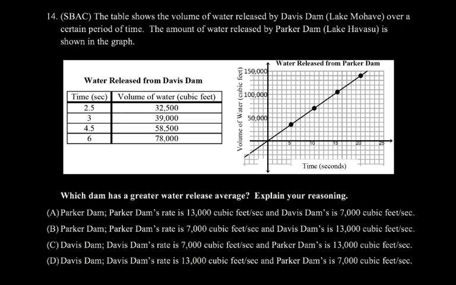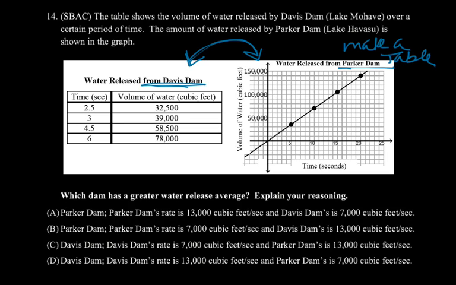Number 14. The table shows the volume of water released by Davis Dam at Lake Mojave over a certain period of time. The amount of water released by Parker Dam at Lake Havasu is shown in the graph. So again, we have a situation like we had on the other where we're showing two different illustrations. We have a table, we have a graph. So you have a couple options. You can either create a table for Parker Dam, or you can take Davis and you can graph it. Okay, those are probably two pretty decent options.